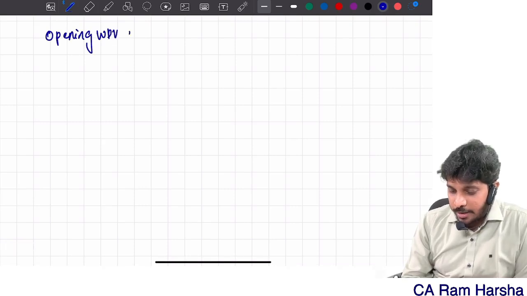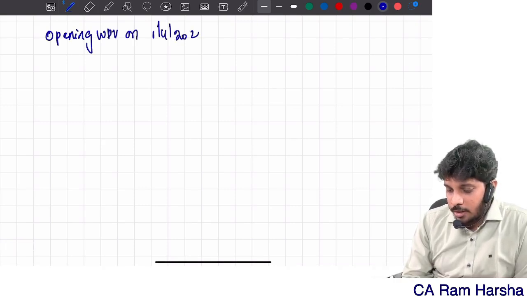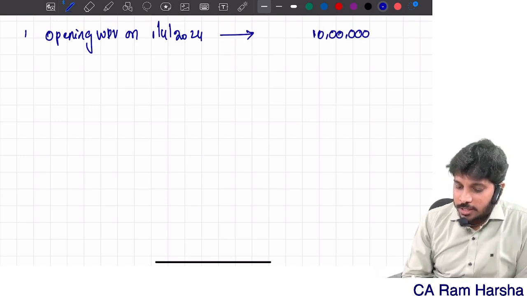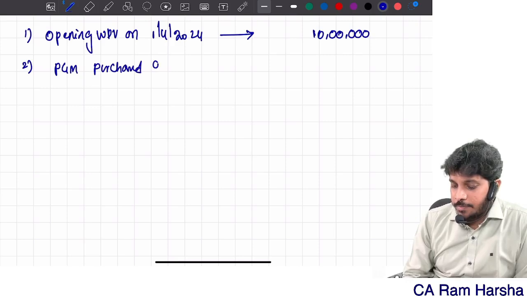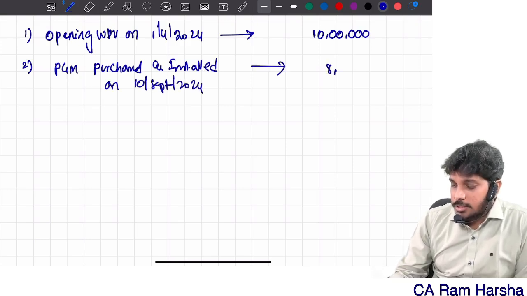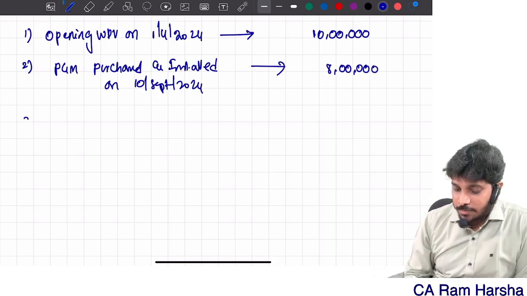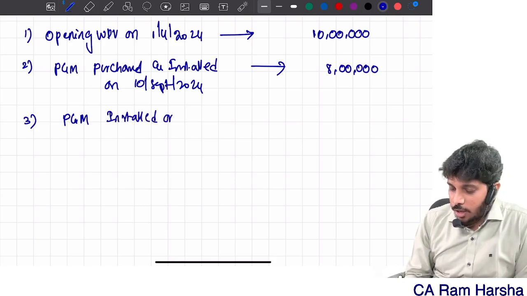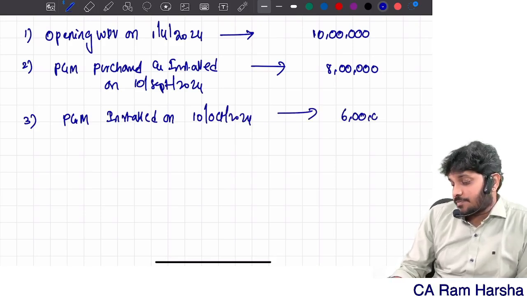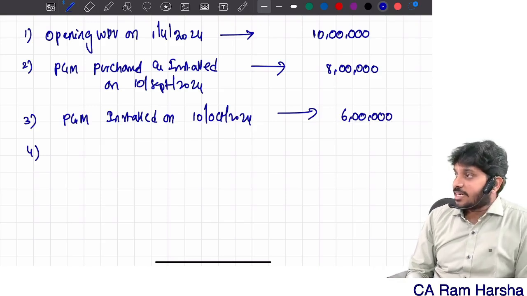Opening WDV on 1st April 2024, 10 lakhs. This is the first point. Now, plant and machinery purchased and installed on 10th September 2024, this is some 8 lakhs. Third, plant and machinery installed on 10th October 2024, this is some 6 lakhs. Look at the information carefully and then start computing.